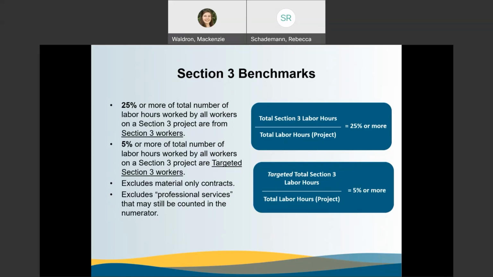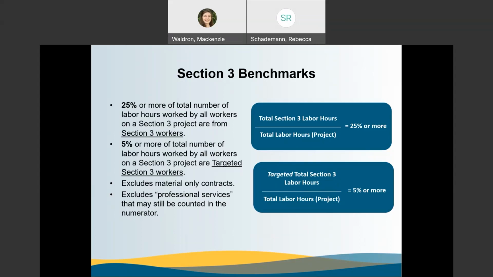Meeting these outcome benchmarks provides recipients a safe harbor where HUD presumes the recipient is complying with Section 3 requirements. But it is important to note that Section 3 requirements do not apply to material-only contracts or contracts that do not require any labor. In those instances, Section 3 is encouraged but not required.